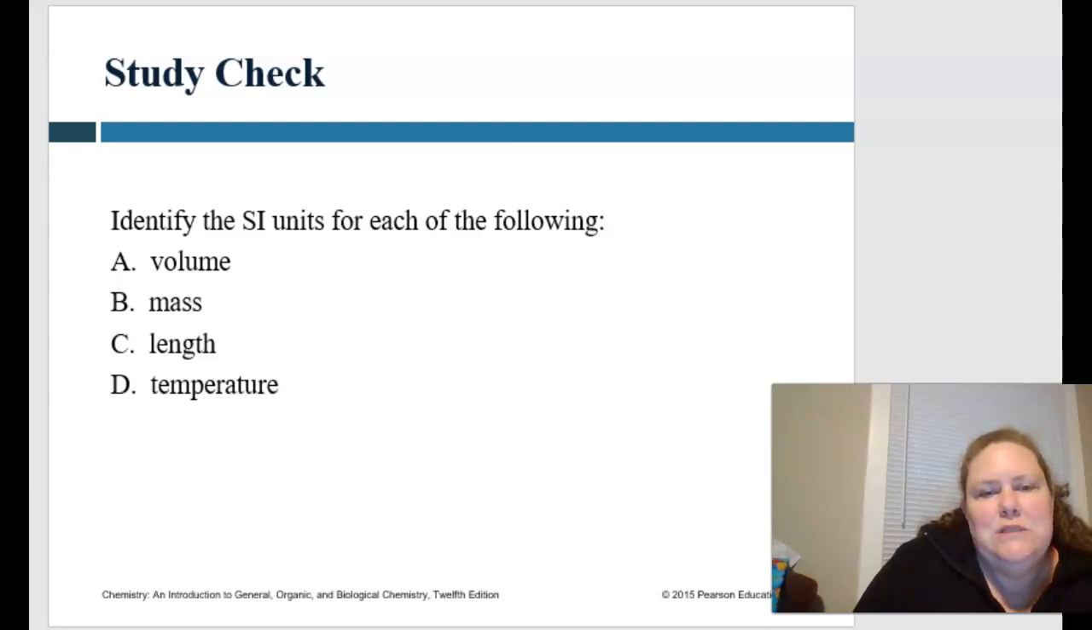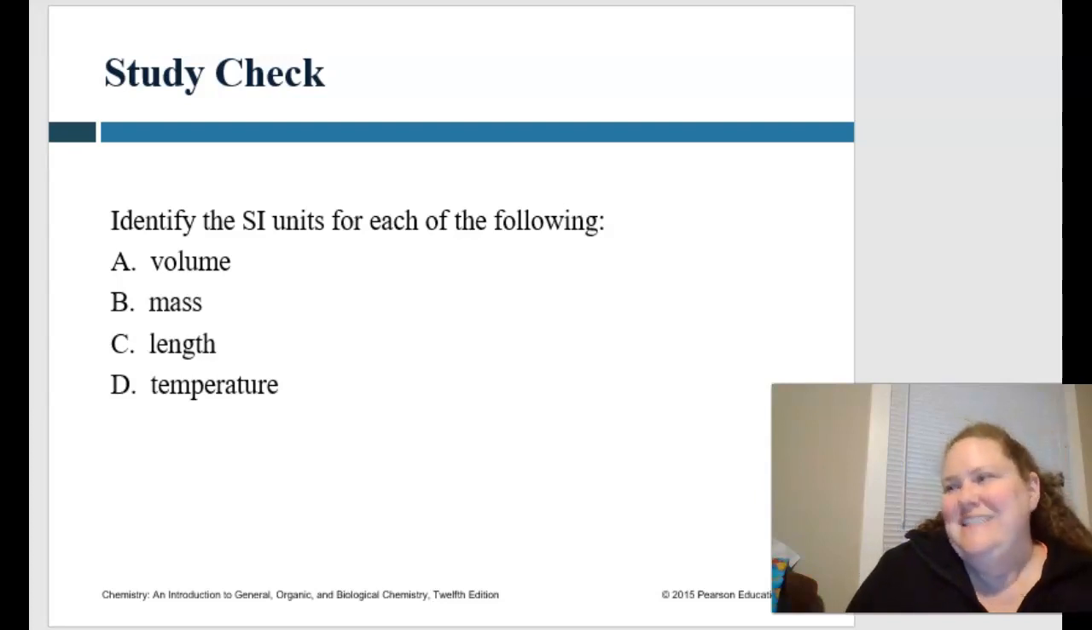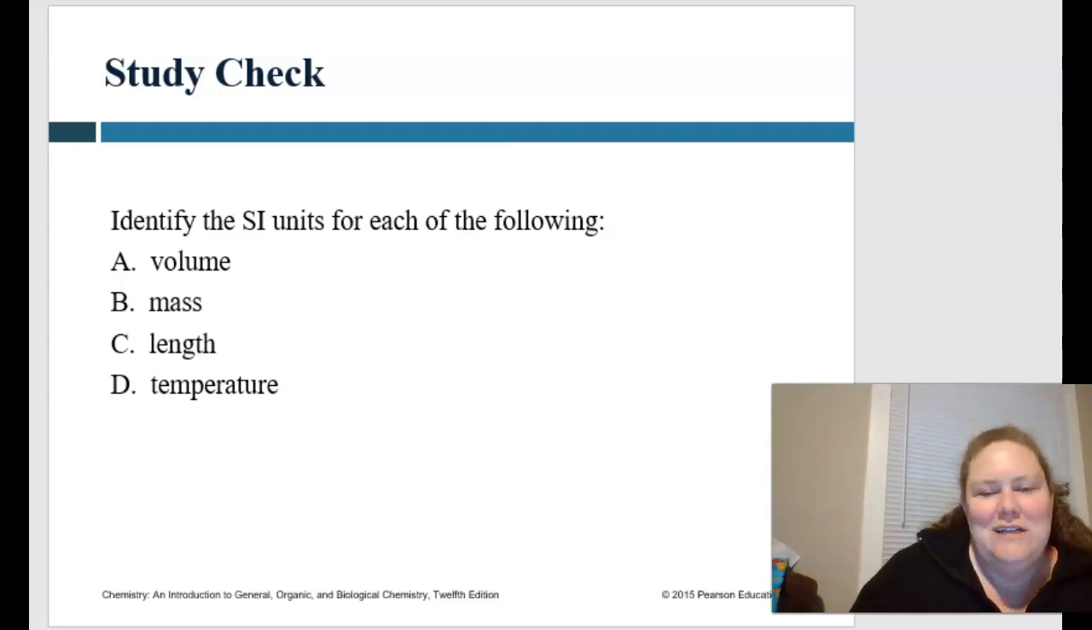So what I want you guys to do is take a second here and identify those SI units for each of the following: volume, mass, length, and temperature. All right, and so I want you guys to write those down. Let's see how you did.